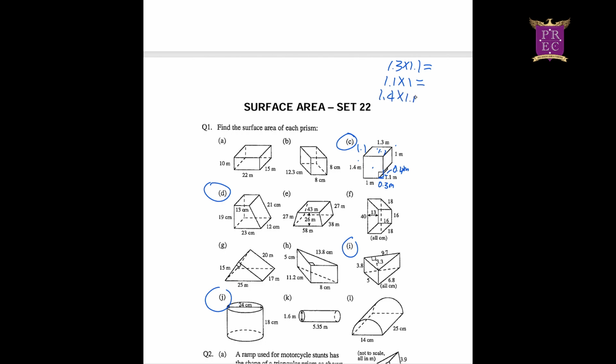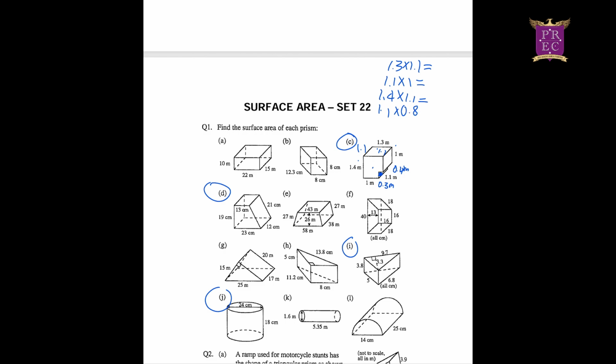We've also got a side over here. Let me just show you what the side is. Okay, we've got a side over here, right? What do you think that side would be? That would be 1.1 times by 0.4. Okay, go find that side as well.